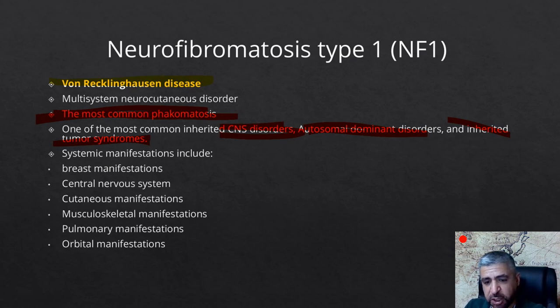What are the manifestations of that? The systemic manifestations include breast manifestations, CNS manifestations, cutaneous manifestations, basically skin, eye, and CNS, also musculoskeletal manifestations, pulmonary manifestations, and orbital manifestations.